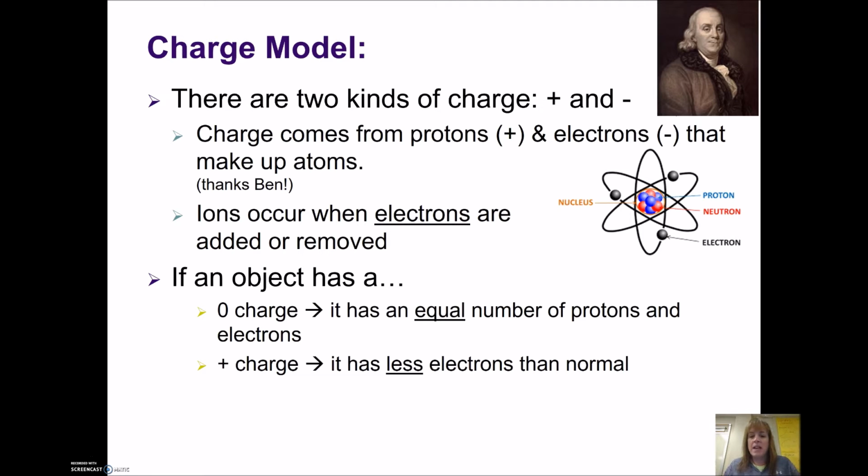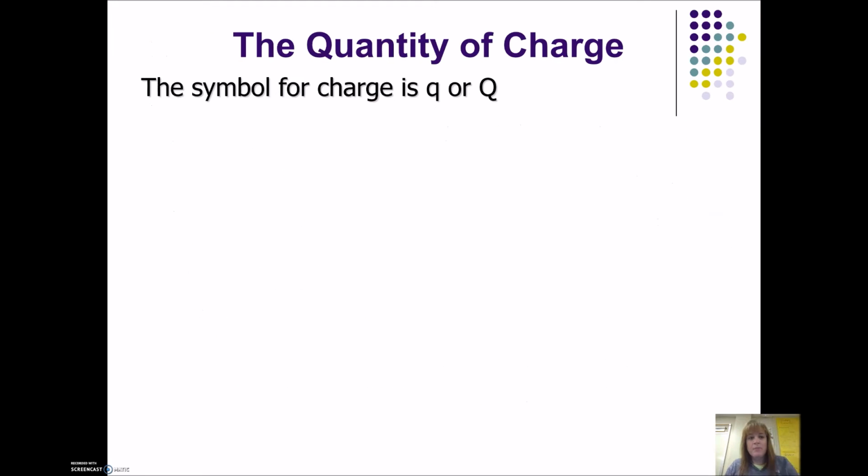But if something has a positive charge, that does not mean it has more protons. What it means is it has fewer electrons. Protons are stuck. They cannot move. If I have a positive charge, it means I have removed electrons from the atom. If I have a negative charge, it means that I have added more electrons to that material. So a negative charge is more electrons, a positive charge is fewer electrons. It's all about the electron.